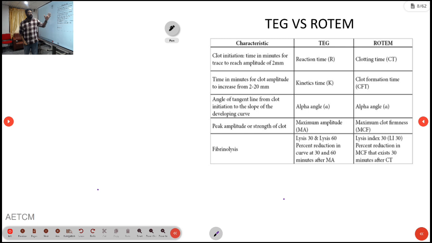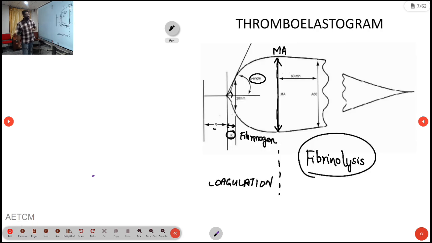So again, TEG versus ROTEM. LY30 you have to mention. Time to maximum amplitude. Maximum amplitude represents the ultimate strength of the fibrin clot. So MA is what determines the ultimate strength, and MA depends on the platelets. That is what determines the ultimate strength of the fibrin clot.